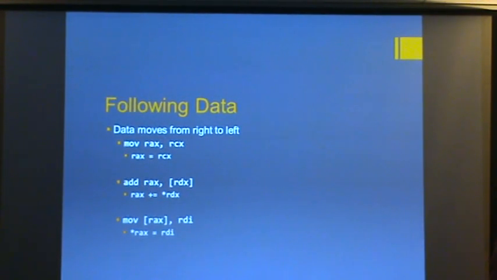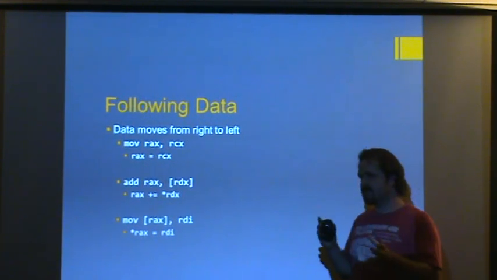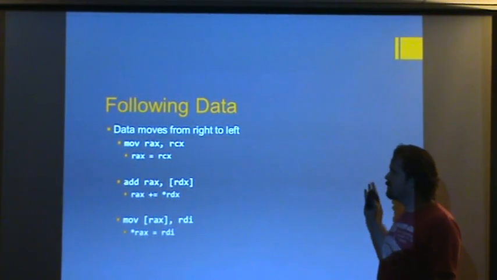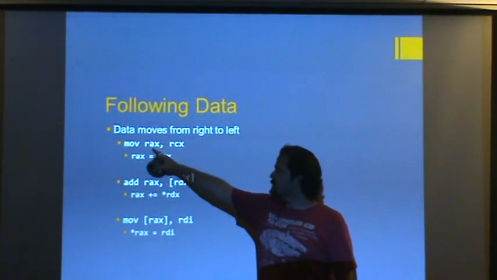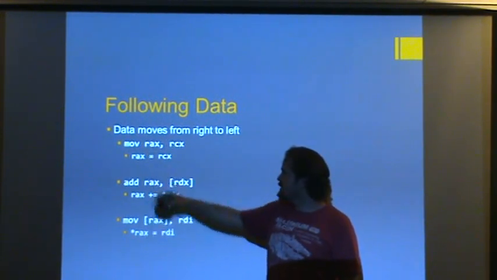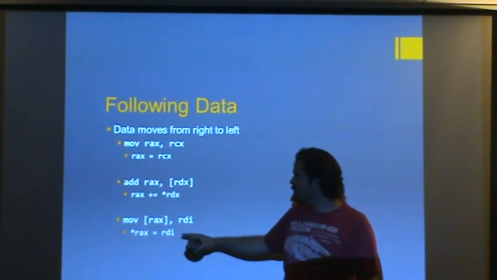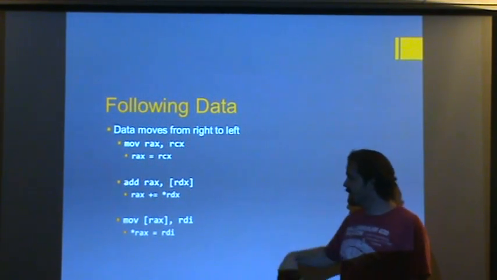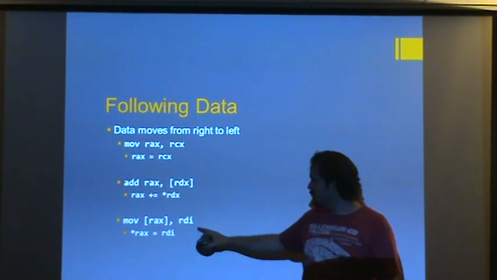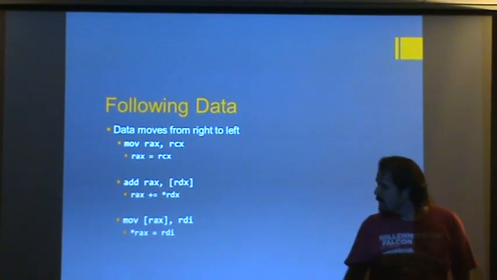When you're actually looking at disassembly, you don't necessarily need to know what each opcode does. The most important thing to know is that in the Intel syntax that we see in Visual Studio, the data moves from right to left. So in this case, the value that's in RCX gets moved into RAX, which is what the move instruction does. And here's what the C equivalent would be. These square brackets are like a pointer dereference. So what's happening here is the value stored at the address that RDX is pointing to is added onto RAX. And here, the address that RAX is pointing to is filled with the value that's in RDI.